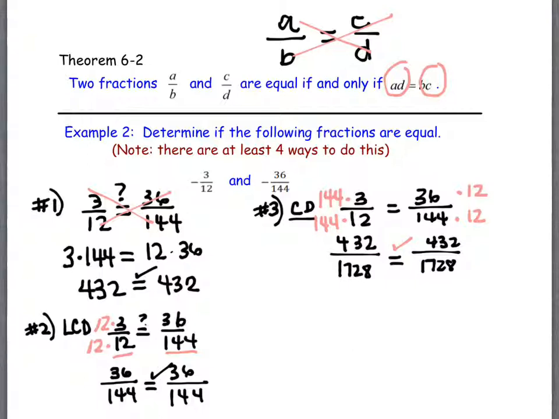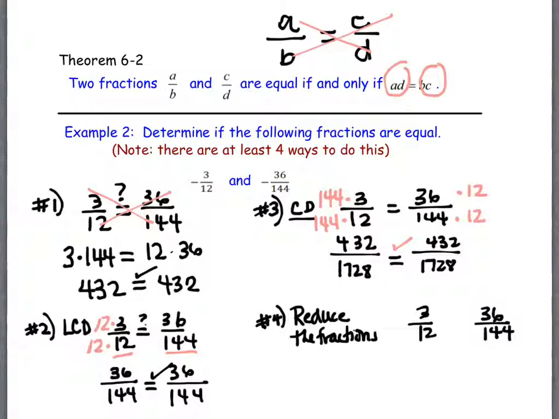There is one other option that will often work, and this option actually works really well when the numbers are larger. So that's friendly because we've got larger numbers on this one. This one right here is to reduce the fractions. So, taking a look at 3 over 12, I wrote it wrong. 3 over 12 and 36 over 144.